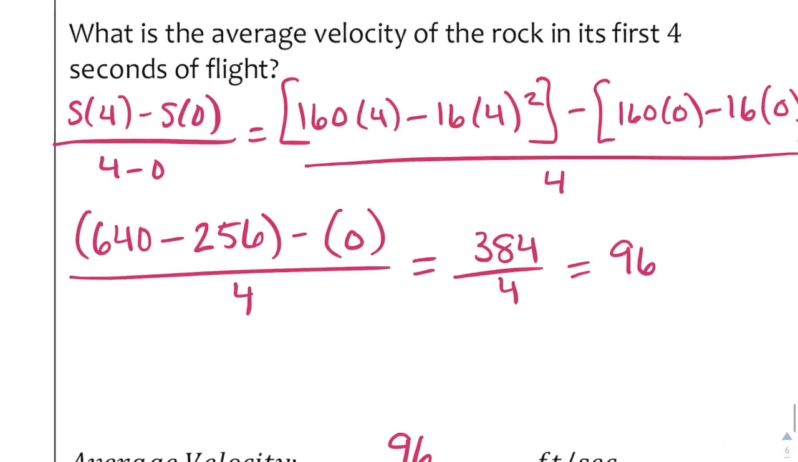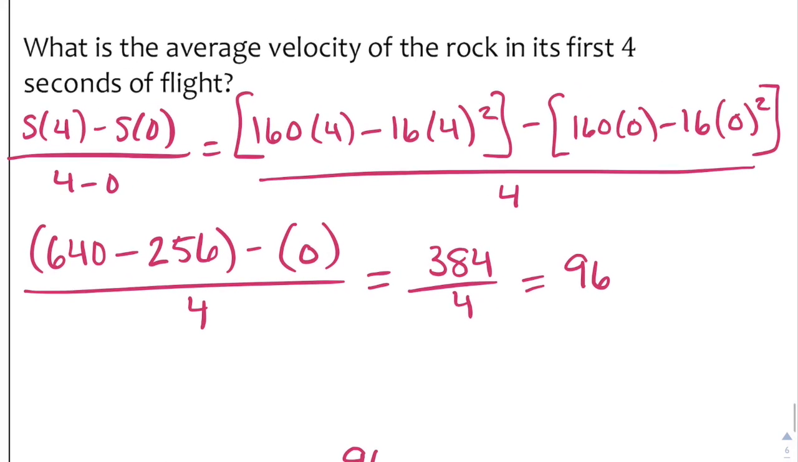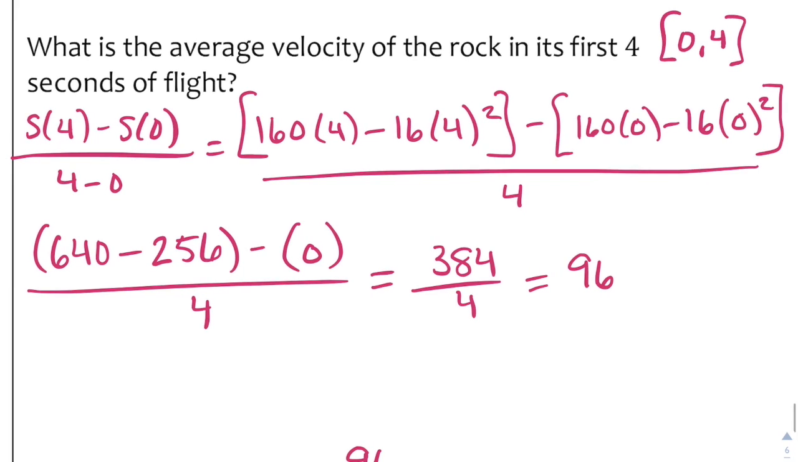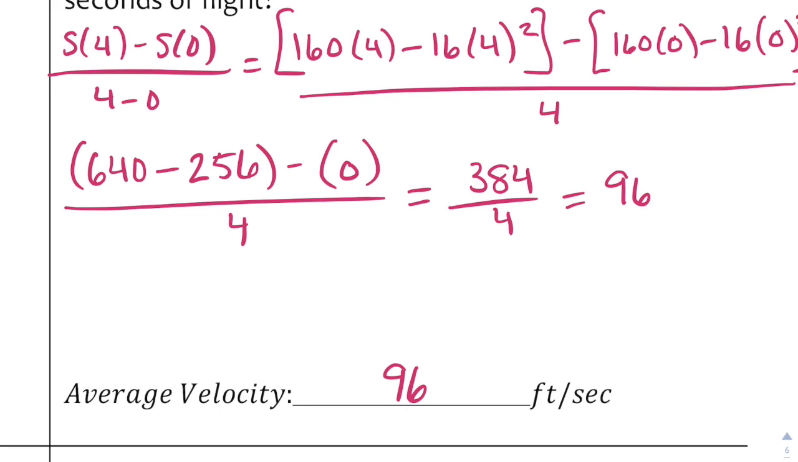What is the average velocity of the rock in its first 4 seconds of flight? We are looking between the interval of 0 to 4. So it's going to be the average, which is going to be s of 4 minus s of 0 all over 4 minus 0. Evaluation will give me 96. So the average velocity is 96 feet per second. Just be careful with your algebra.